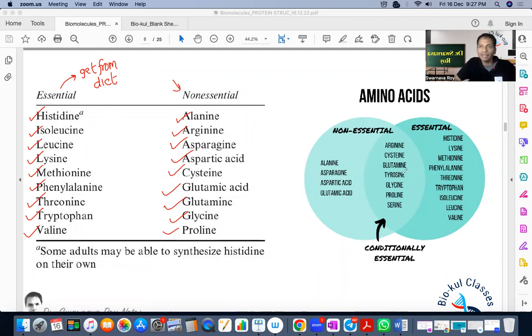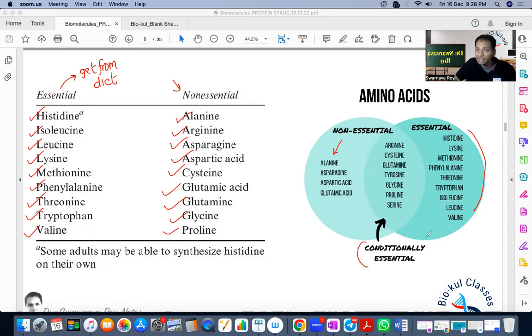If you look at this Venn diagram, we can see that alanine, asparagine, aspartic acid, and glutamic acid are strictly non-essential. Among the essential amino acids, we have histidine, lysine, methionine, phenylalanine, threonine, tryptophan, isoleucine, leucine, and valine. These are strictly essential. We have a middle category like arginine, cysteine, glutamine, tyrosine, glycine, proline, and serine.